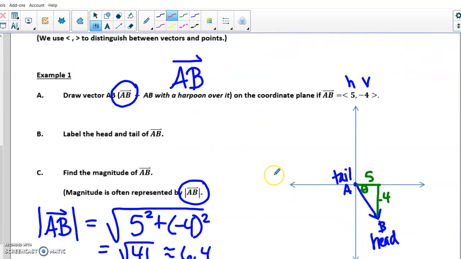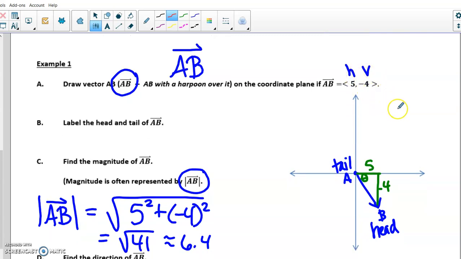All right, example 1 says, draw a vector AB, and you use that notation. It's called a harpoon to show that it's a vector. So whenever you see this harpoon over a set of 2 letters, it's representing a vector. So this reads vector AB, and it says to draw this vector AB on the coordinate plane if vector AB is at <5, -4>. So it's telling you that your horizontal component's 5 and your vertical component's -4. So you would do this just like you would a coordinate.